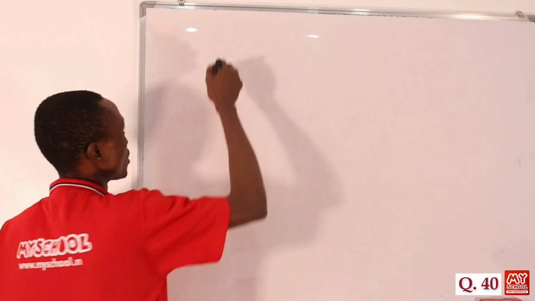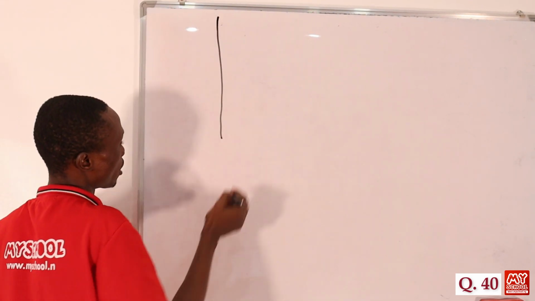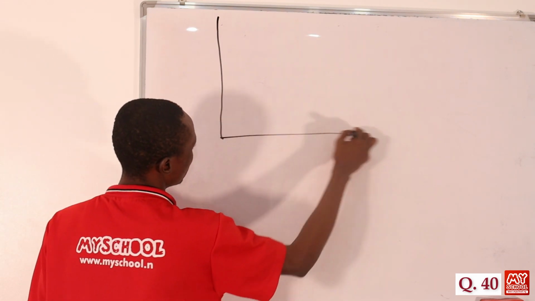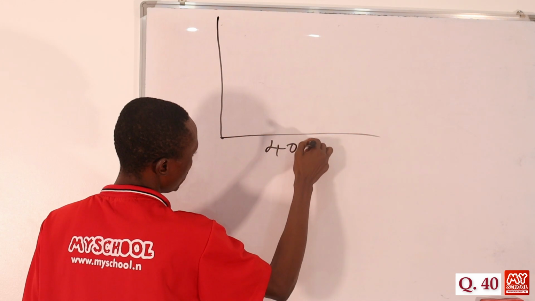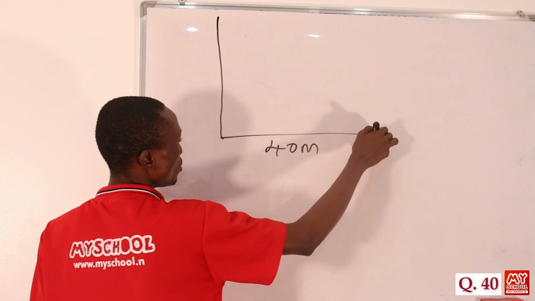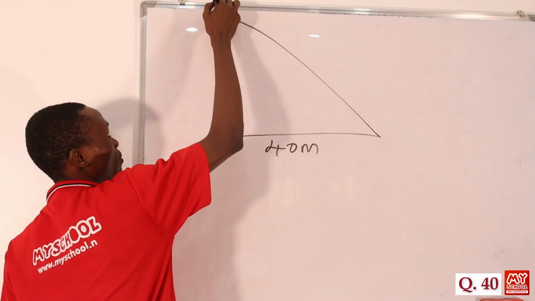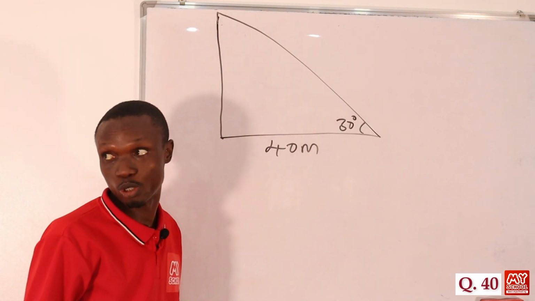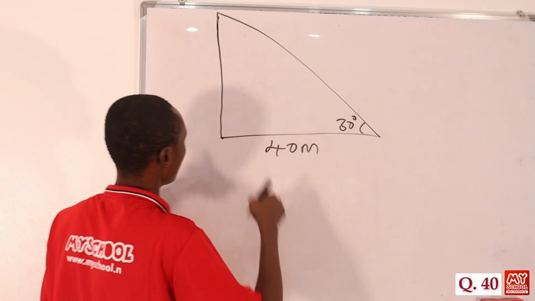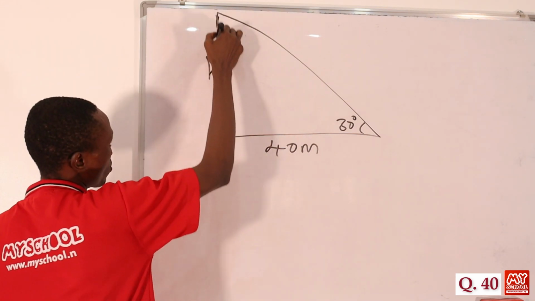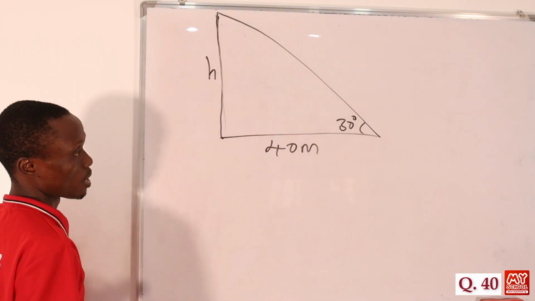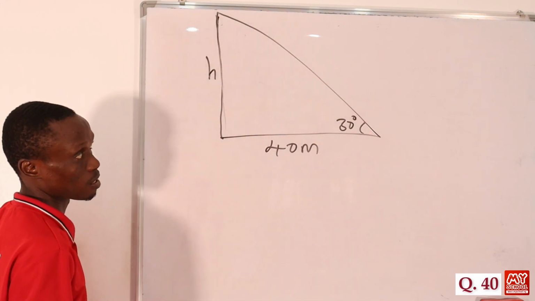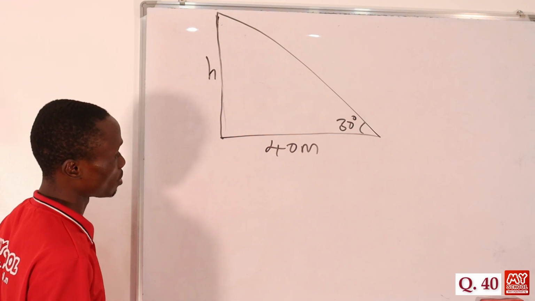So let's assume this to be the tower, and we are told that a man is 40 meters from the foot of the tower, right? And the angle of elevation is equal to 30 degrees, and we should calculate the height of the tower. So this is the tower, and we are asked to calculate the height of the tower. Once you are done interpreting it with a diagram, solving it becomes very, very easy.